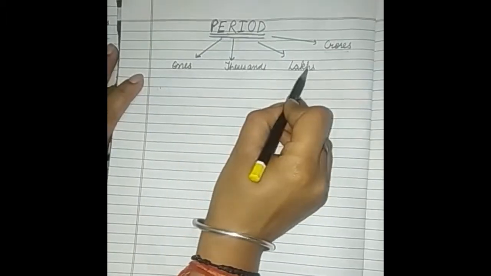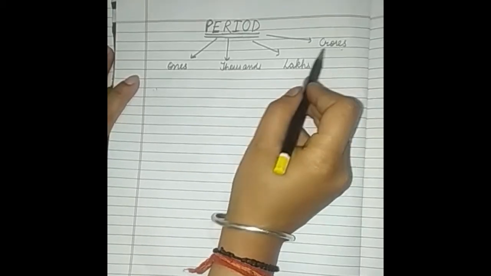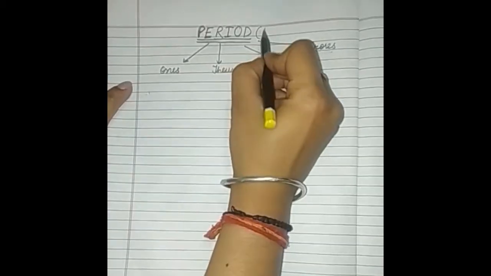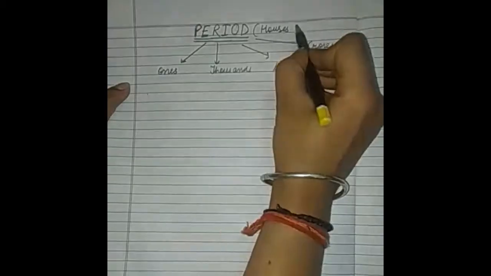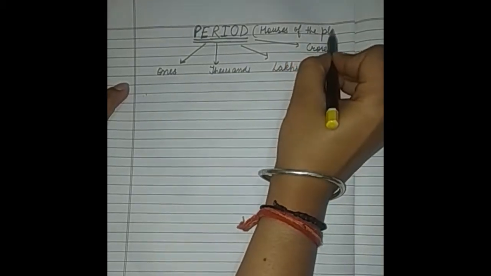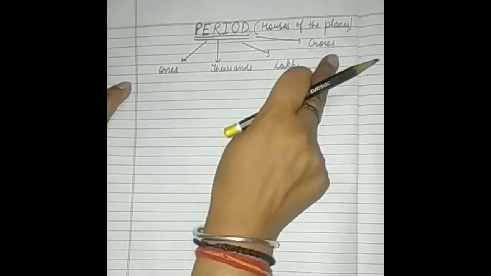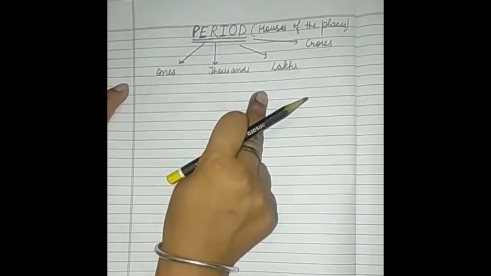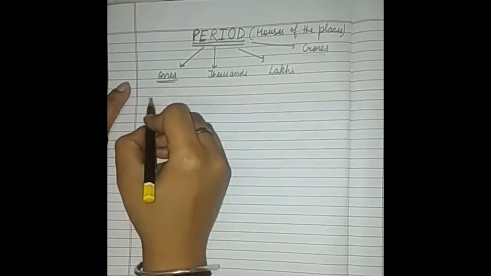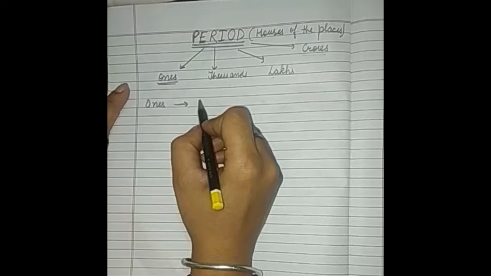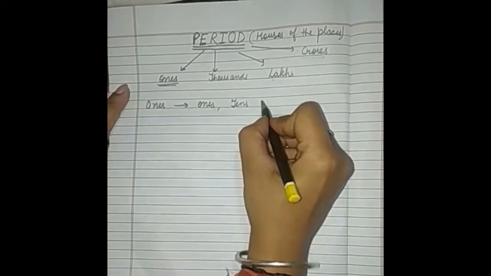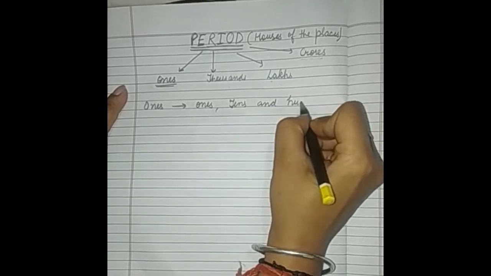Now these four periods are also called the houses of the places. These four periods are further divided into subgroups which are called places. So the first period is the ones period, and the ones period consists of three places, that is ones, tens and hundreds.